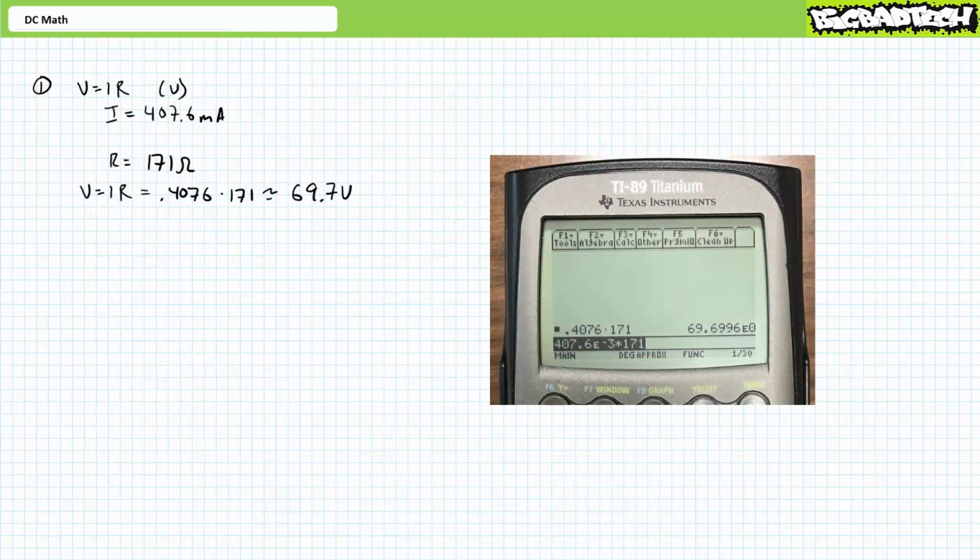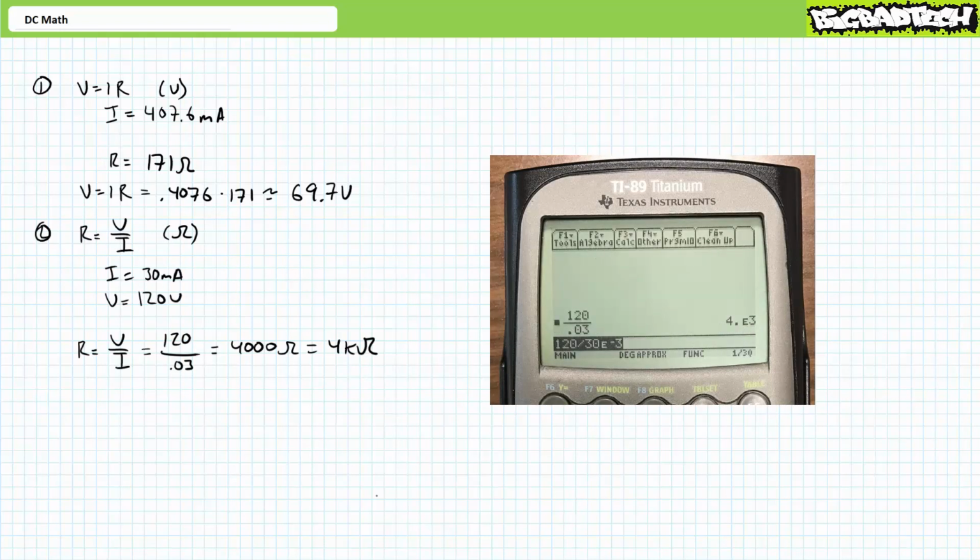Our first problem is asking us to solve for V in units of volts, where V equals I times R. Enter this as 407.6 EE-3 times 171. Press enter. Expressed in proper engineering format, rounded to the tens place, V is equal to 69.7 volts. Our second problem is asking us to solve for R in units of ohms, where R is equal to V over I. Enter this as 120 divided by 30 EE-3. Press enter. Expressed using proper engineering format, the answer is 4 kiloohms.